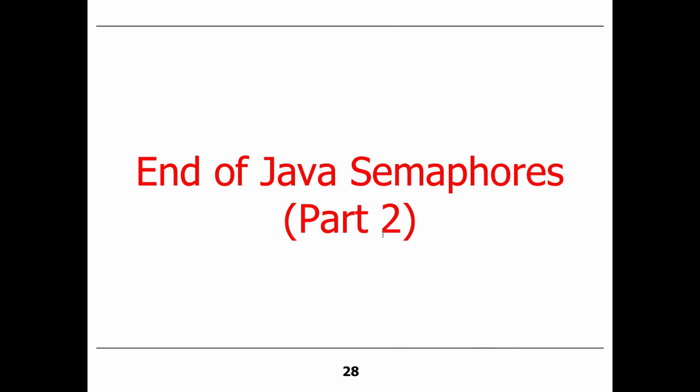OK, so that's the end of the discussion about what Java semaphores are. What we're going to do in a second is talk about how to actually use this stuff to write real programs.